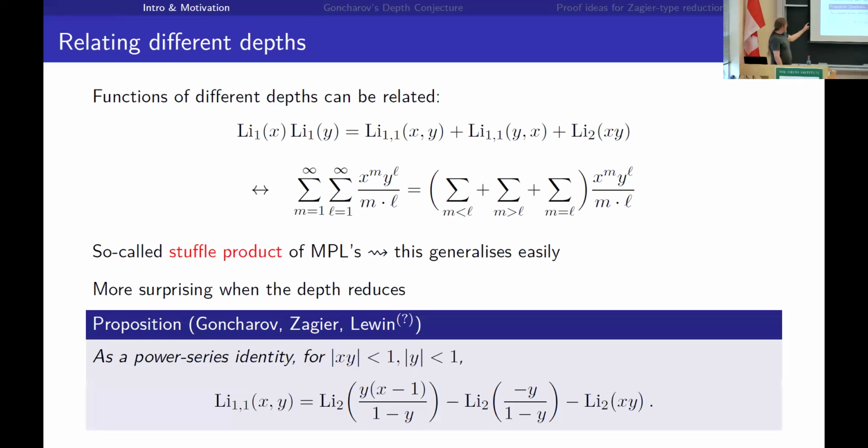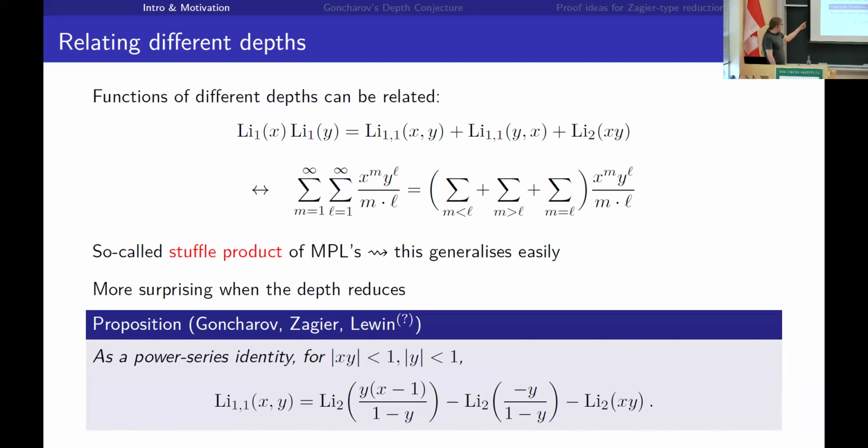But the more surprising thing is, okay, this was an artificial example. We've taken something of depth 2 and depth 1 and written it in terms of depth 2. It's more interesting when this goes the other way. You take a function that looks like it should be depth 2, depending on 2 variables. There's no good reason why you should be able to write it in terms of these things with 1 variable, but you can. There's an example.